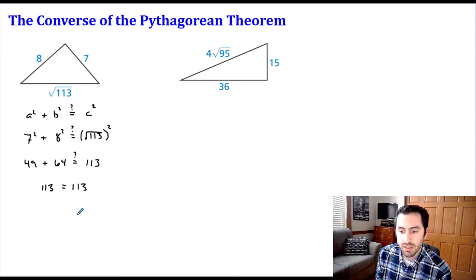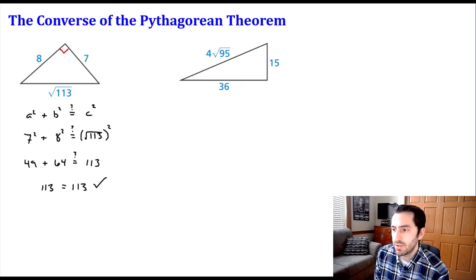So because this does work, because we end up with a true statement, this means that the converse of the Pythagorean theorem works, which means that this is a right triangle. So the square root of 113 is our hypotenuse, so that is a right angle across from that. Let's try one more, just to go through that process one more time.